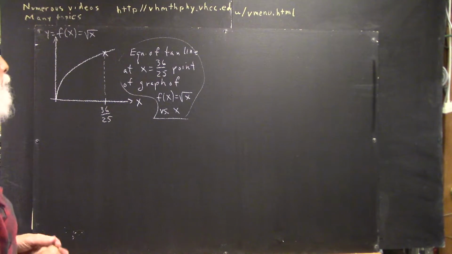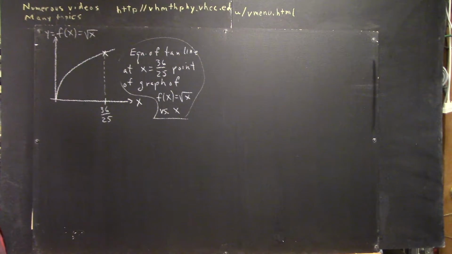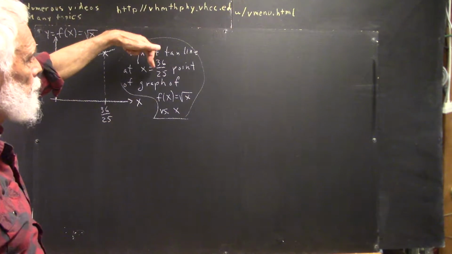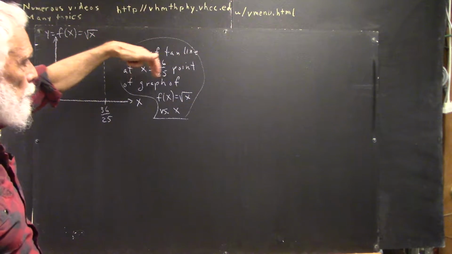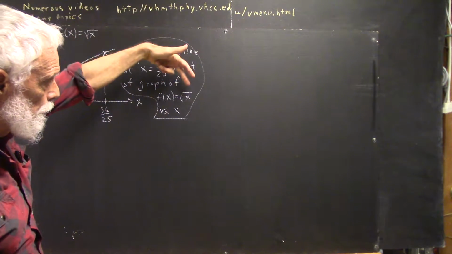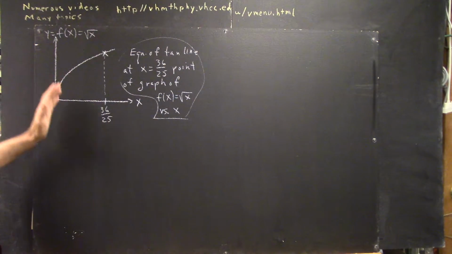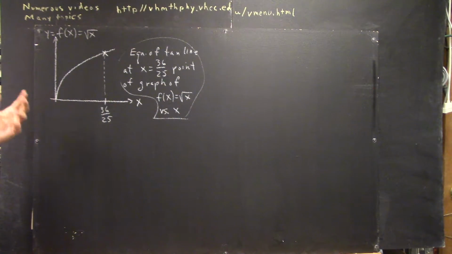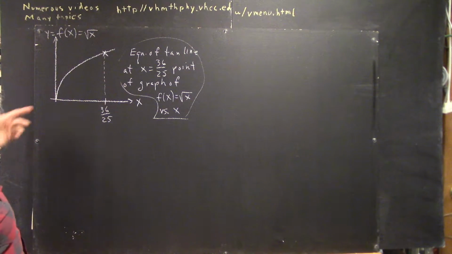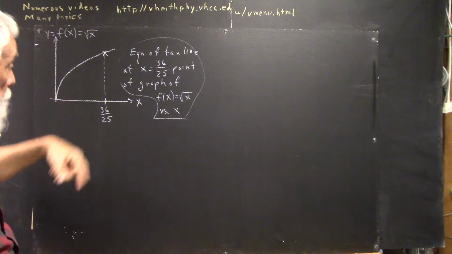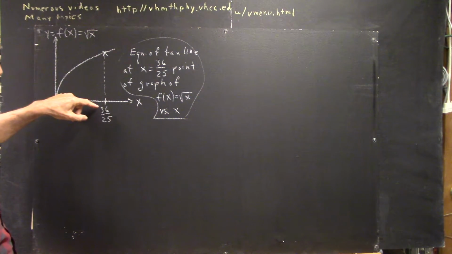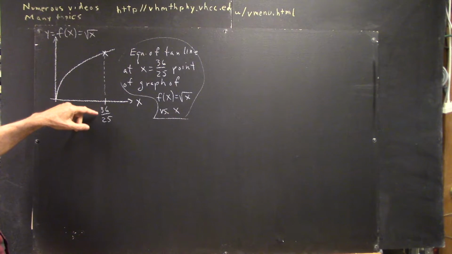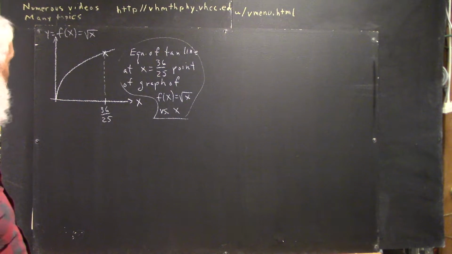So we want to find the equation of the tangent line at the x equals 36 over 25 point of the graph of f of x equals square root of x versus x. Here's a depiction of the graph of f of x equals square root of x versus x. And here's the point on the x-axis where x equals 36 over 25.